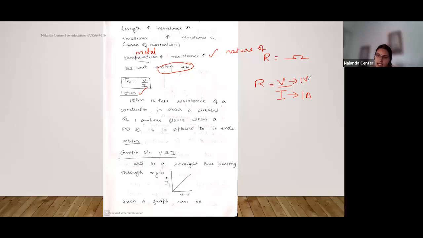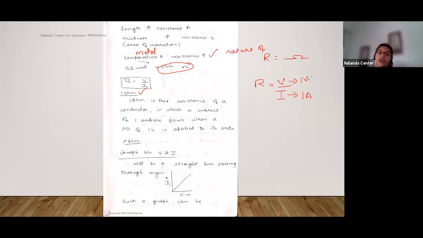Say there is a conductor and a potential difference of 1 volt exists between 2 points of the conductor, and the current passing through that is 1 ampere. Then the resistance is 1 ohm. Say a potential difference of 1 volt is applied between the ends of a conductor, and this has caused a current of 1 ampere to pass through it. Then the resistance is said to be 1 ohm.